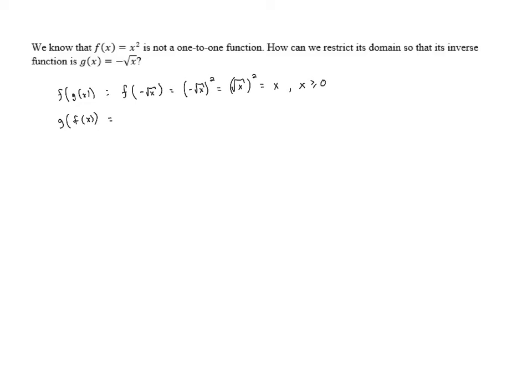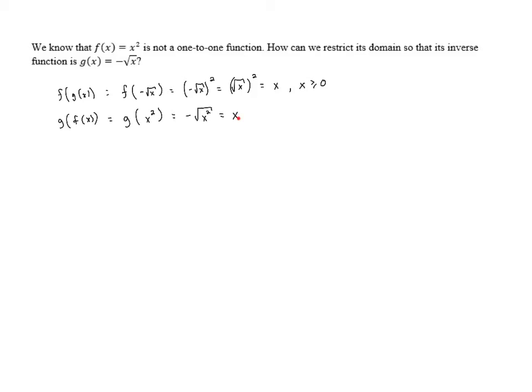With g of f of x, this is going to be g of x squared, which is going to be the negative square root of x squared. And we want this to end up being x. However, we need x to be negative because when we take the negative square root of something, the result has to be negative, or technically 0. If x is 0, that's fine.